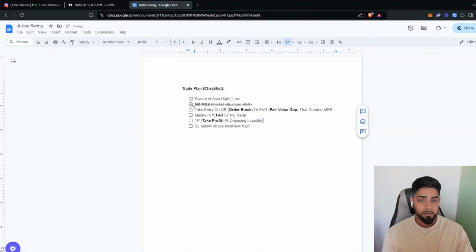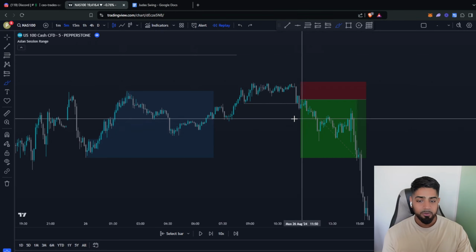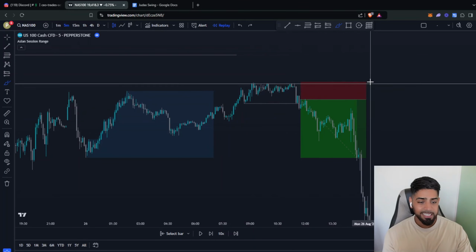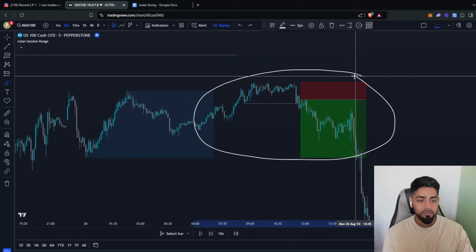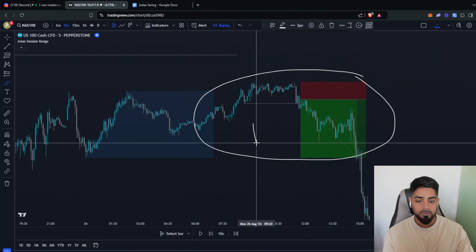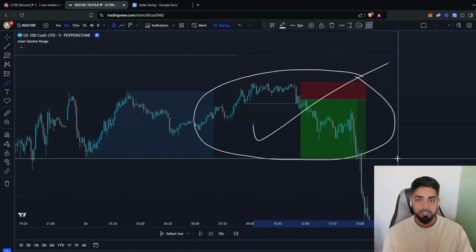So now if we go back to the checklist, we can see that we've had a sweep of the Asia high. We've had a 5-minute market structure shift. We've taken our entry at the order block that caused the market structure shift. It was a minimum of a 1-to-1 risk to reward. TP goes at the Asia lows, and the stops go above the high. We now go back to our charts, and we can see that this means everything on that trade plan has been ticked off, and we can safely execute this trade.